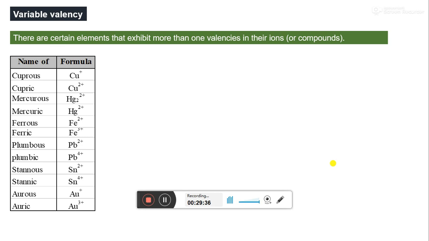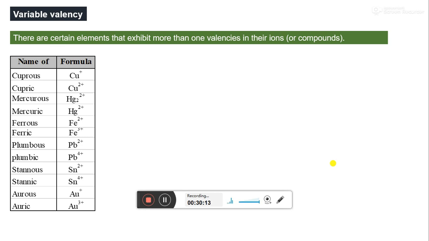Now, here are the valencies. What do you mean by valency? Valency is nothing but how many electrons you need to gain, or need to remove or lose, to complete the octet of an element. That is known as the valency. Certain elements show different types of valencies.